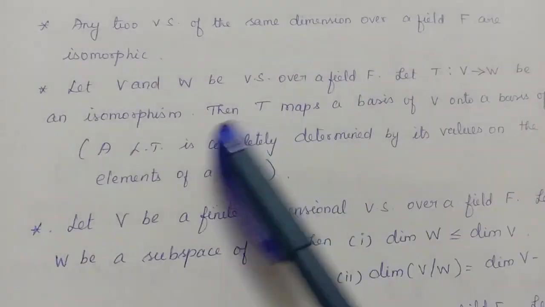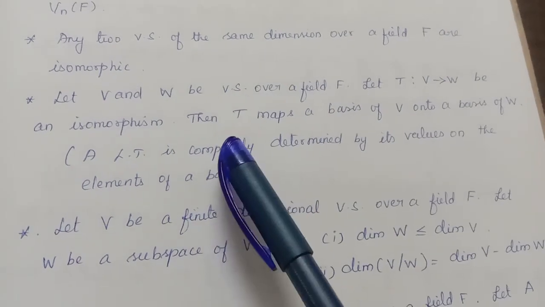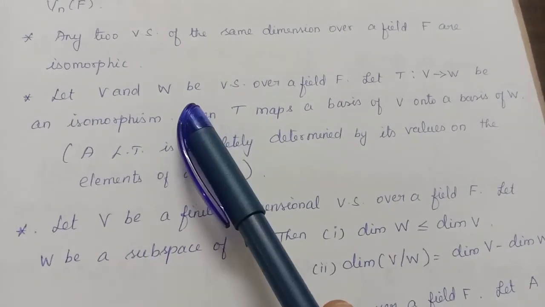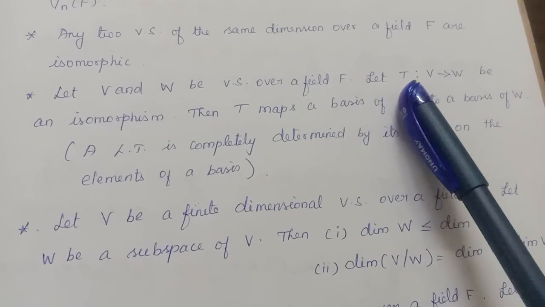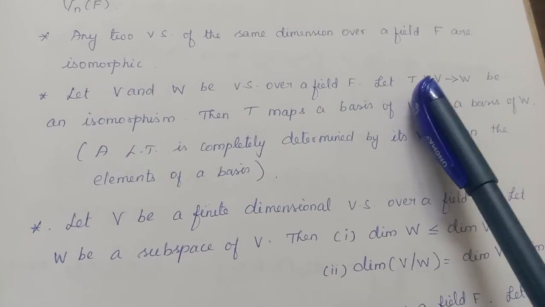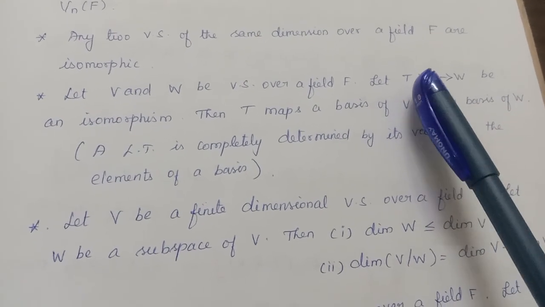Then next, here we are going to combine the dimension with linear transformation. I have two vector spaces V and W, and I have an isomorphism T from V to W. What do you mean by isomorphism? It's a linear transformation along with the one-one and onto condition, isn't it?